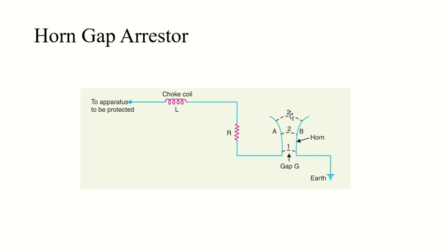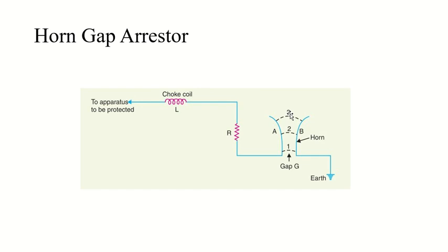Now let's see the advantages of the horn gap arrestor. First one, it is self-cleaning, as the arc is extinguished after the third point, and therefore this type of arrestor does not cause any short circuiting of the system after the surge is over, as happens in the case of the rod gap arrestor. Series resistance will help limit the follow current to a very small value.